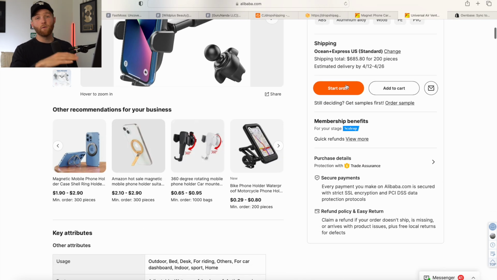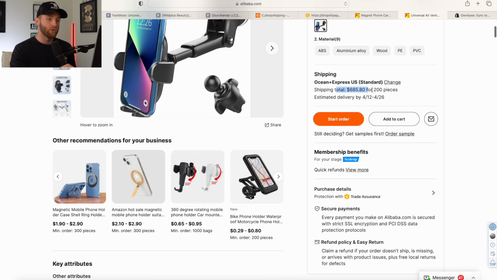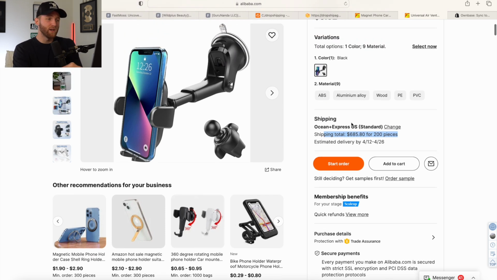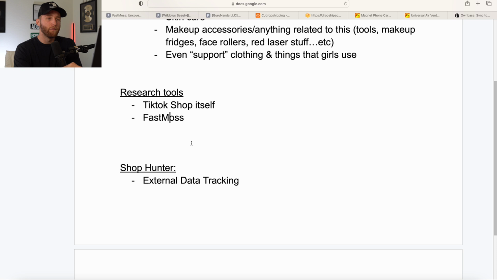You can start the order. I would always talk to them. There's usually a discount you could get. Ocean Express shipping. You can figure out what shipping method you want, but go spend $2,000, $3,000, get inventory to the US for a product, get 500 of them, whatever. And that's going to be a good spot to start. So a lot of people are just not taking care of their fulfillment.